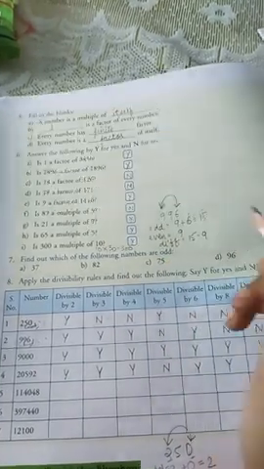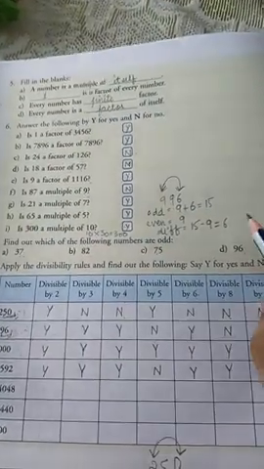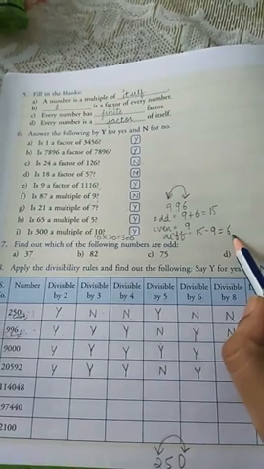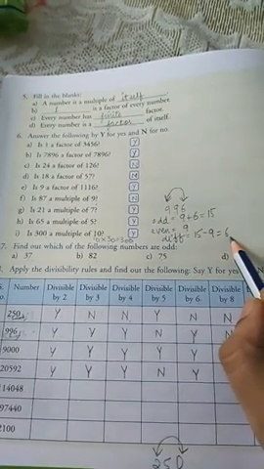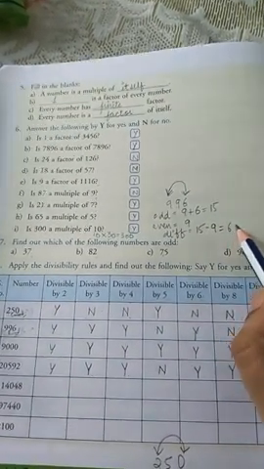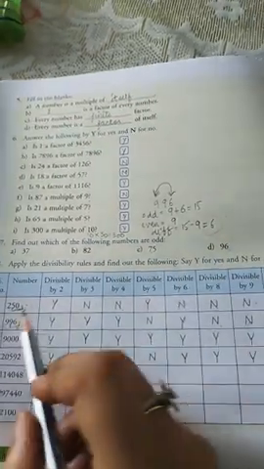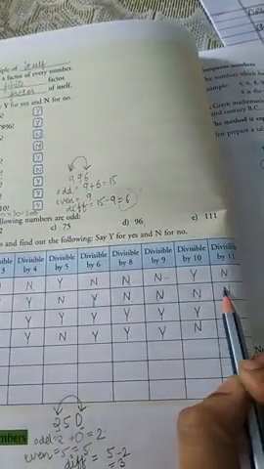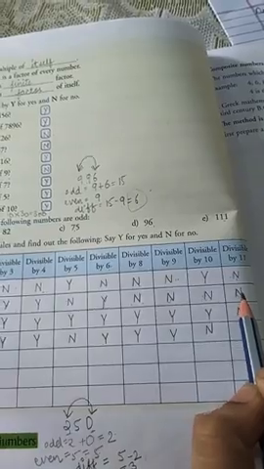15 minus 9, 6. So the difference is 6. Again, the difference should be either 0 or a multiple of 11. So the difference is 6. That is why 996 is not divisible by 11. I have written here n.